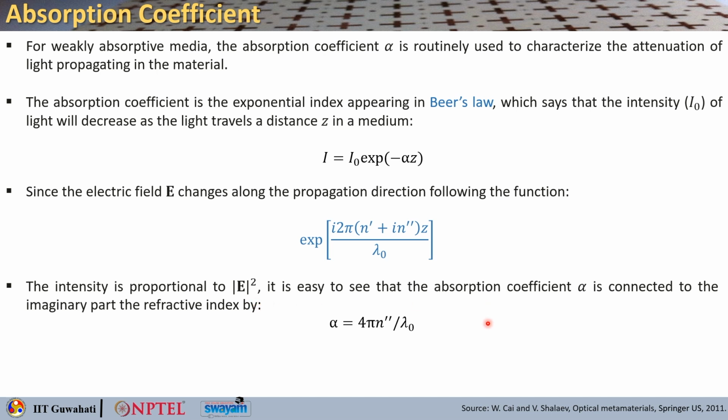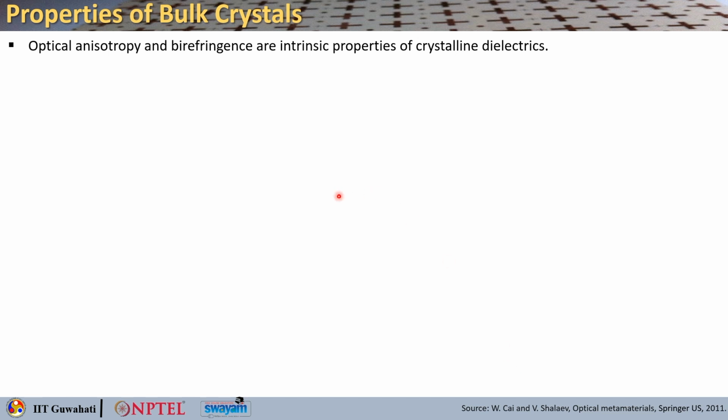So, it is easy to say that the absorption coefficient alpha can be connected to the imaginary part of the refractive index, and you can write alpha equals 4 pi n double prime divided by lambda naught. Typically, your absorption coefficient alpha will have the dimension of reciprocal of length, that is centimeter inverse.